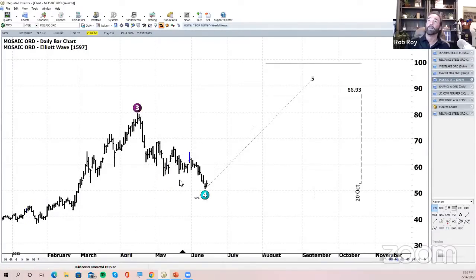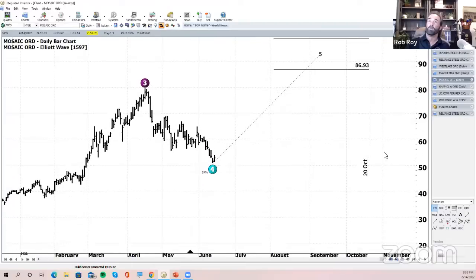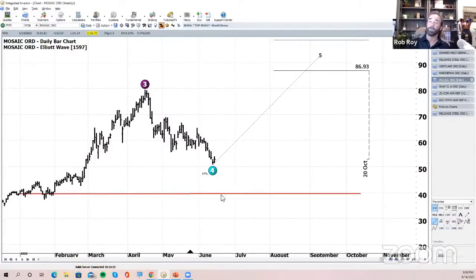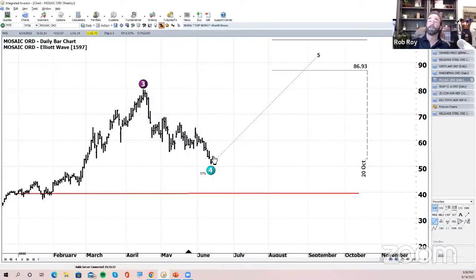But Mosaic has broken below this level and came back and filled the gap. We're right at the 61% fib level for this wave 4. If it's going to bounce, if it's going to hold, it's going to do it right now. If it doesn't, then we're coming down to 40, and you have a nice downside trade. So that's what we're looking for. Can it hold this level right at the 61.8% fib level? If not, then it's a downside trade.